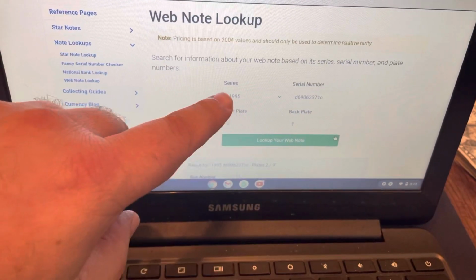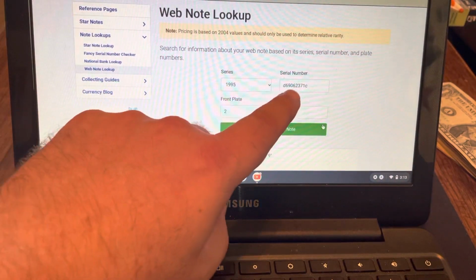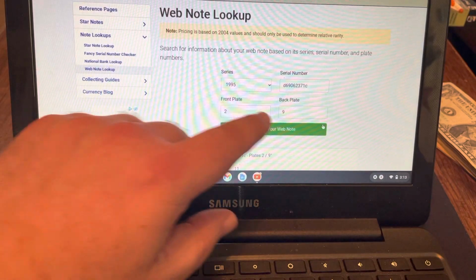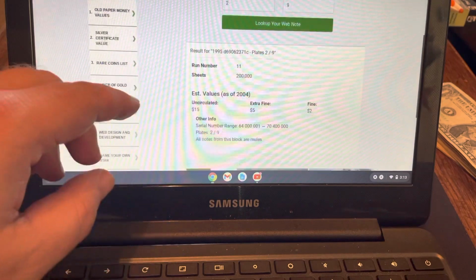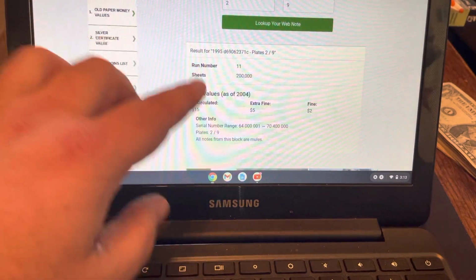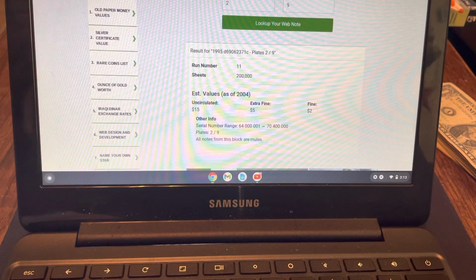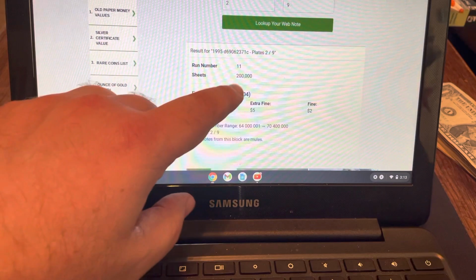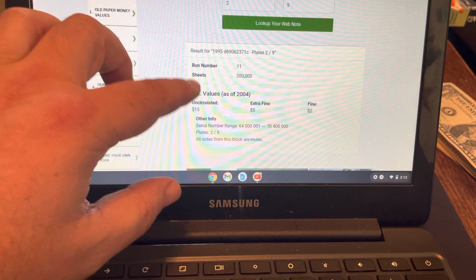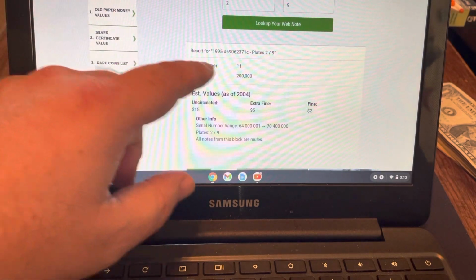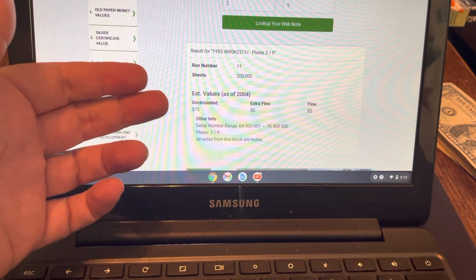You can type in the year, series of 1995. I put in a number here, I put in the front plate and the back plate, and it says lookup note, so I did. And it gave me the results. Results for 1995 web note. Oh, here's the plate. It tells you the run number. That is the number of notes in that particular run. They did 200,000 sheets in this particular run. And that was one run out of at least 11, because this is run number 11 here. So that gives you an idea as to how many sheets there could have been.